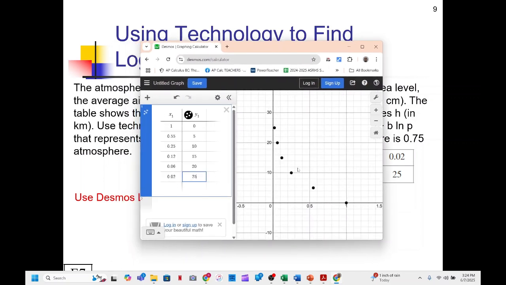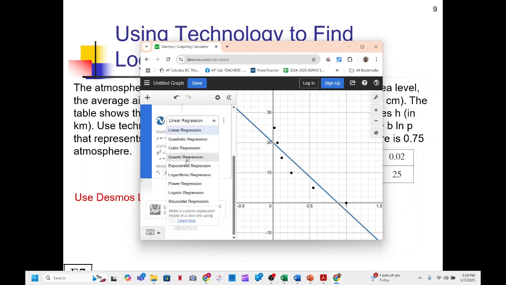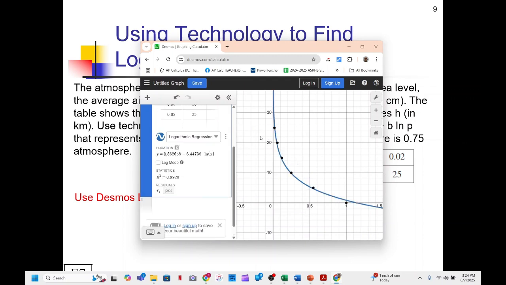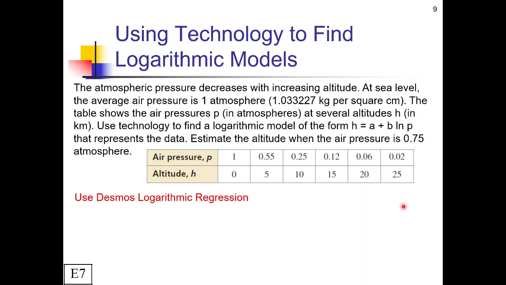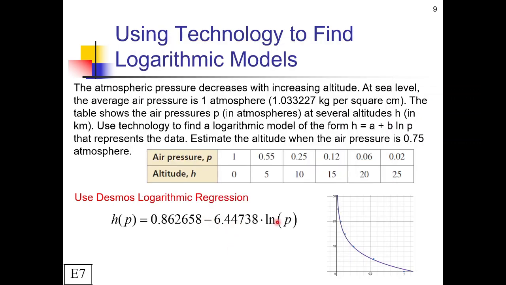So there's our function, and let's do our regression. Now instead of choosing exponential, we're going to choose logarithmic regression. Make sure you don't mix it up with logistic, which is quite a bit different. So logarithmic, and there it is. And we see our r squared is a high degree of fidelity here, 0.9926, so it's definitely very logarithmic in pattern. Let's see, here is the graph that I just drew, and the function, let me go back and see that. It looks like we've got 0.862658 minus 6.44738 times ln of x, all that.